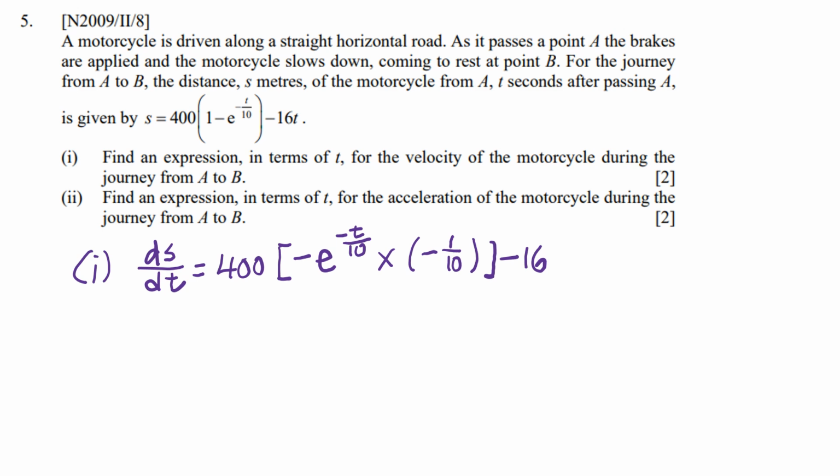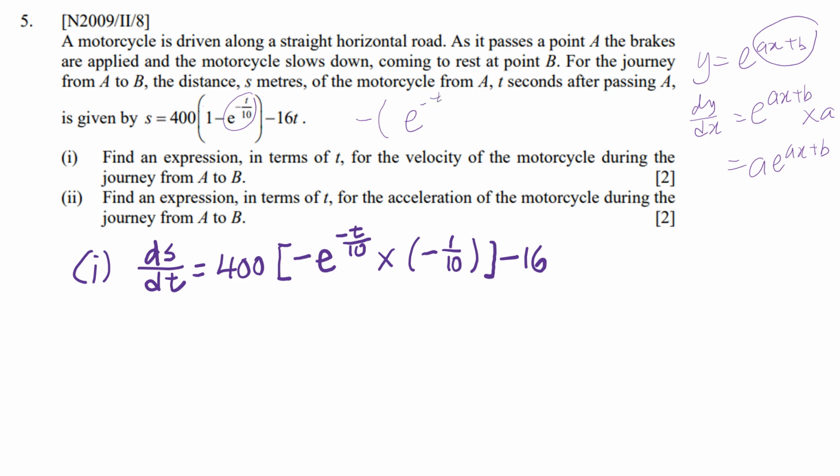When you differentiate an exponential function, it's very easy. If you recall, if you're given y equals e to the power ax plus b, differentiating it, whatever you see, you just write it down, then times the derivative of the power, which is a. So when you differentiate 1, of course you get 0. Differentiate this guy, the negative is still there, so it will be just e to the power negative t over 10 times the derivative of the power, which is negative 1 over 10. That explains how I get this step here.